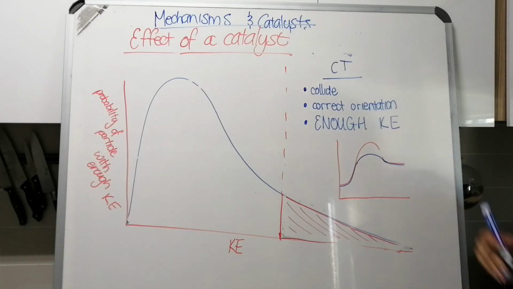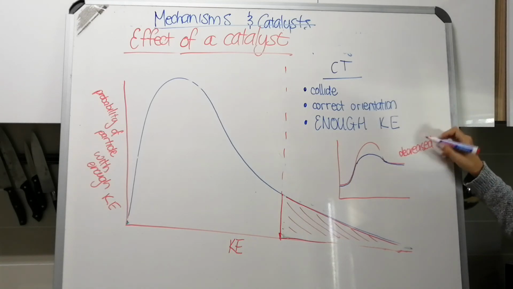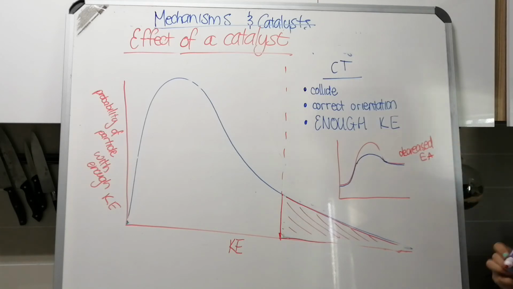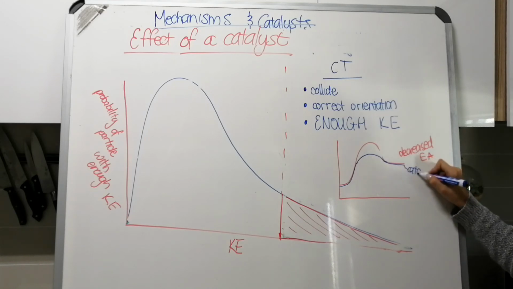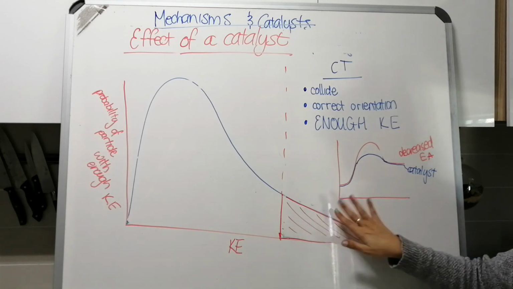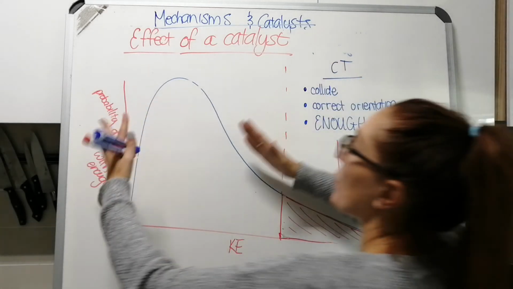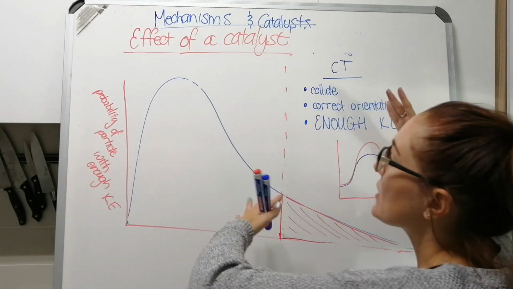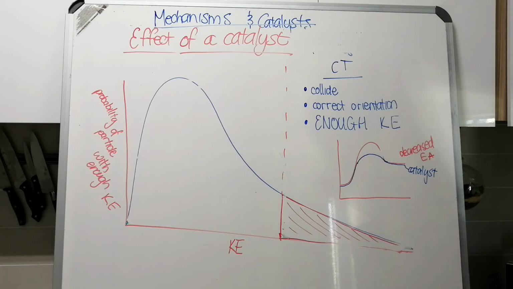Okay, there we go. So it's going to be lower at the top, so it's decreased the activation energy. Okay, we do know this from last year. It's decreased the activation energy when we used a catalyst. So what does that mean for this? When we increased the temperature, our blob moved, right? We had a scenario where more particles had the correct kinetic energy.